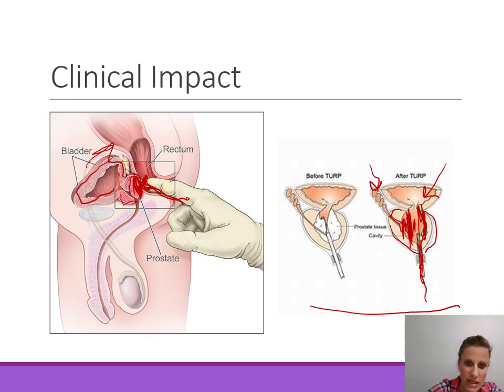And again, a malignant prostate will feel hard, irregular.